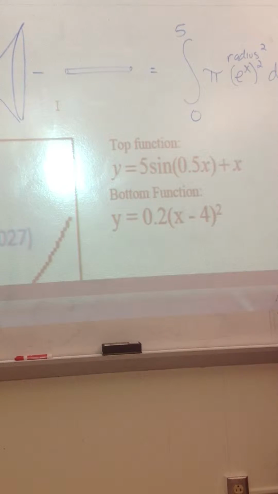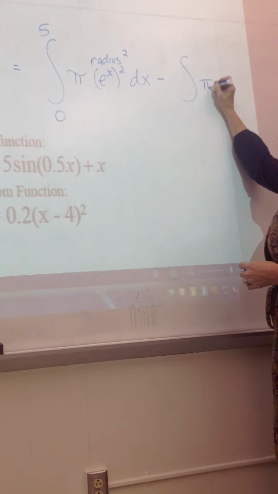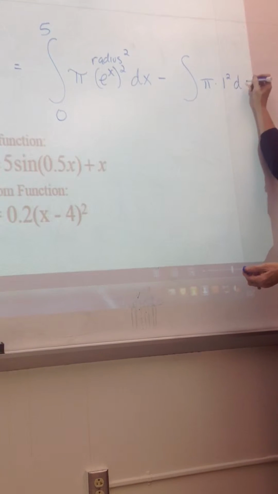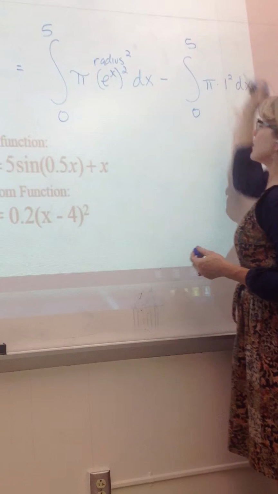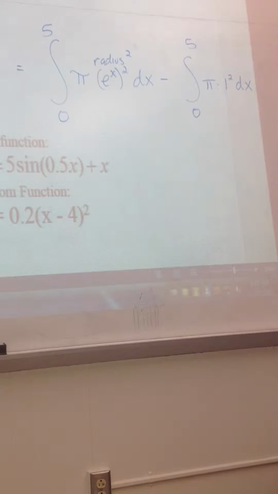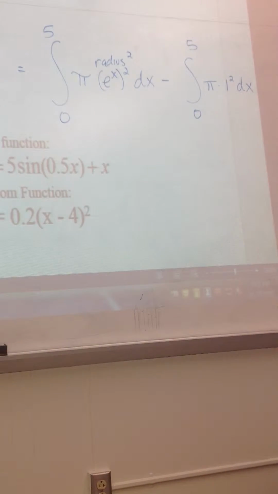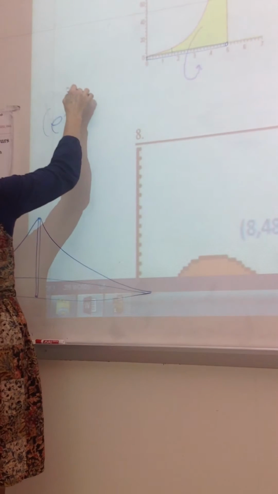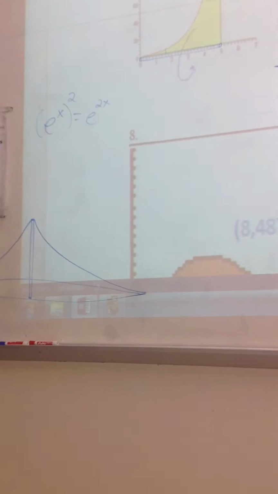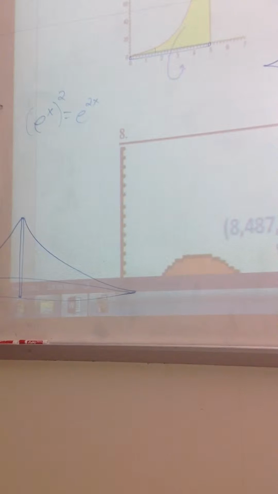And then the integral that would calculate the little straw is pi times radius squared, but the radius is just 1, from 0 to 5. Okay, just remember the rules of exponents. If I have something raised to a power and then I raise it to another power, I multiply the powers together. So that's e to the 2x.